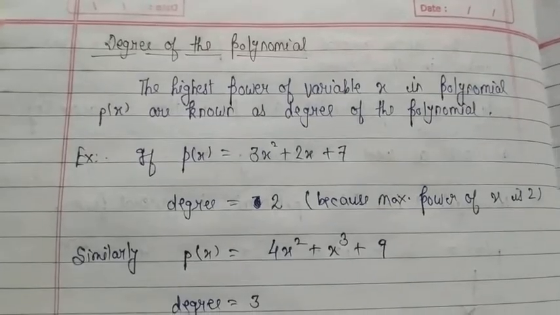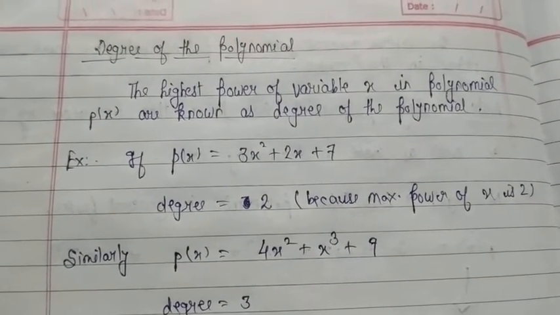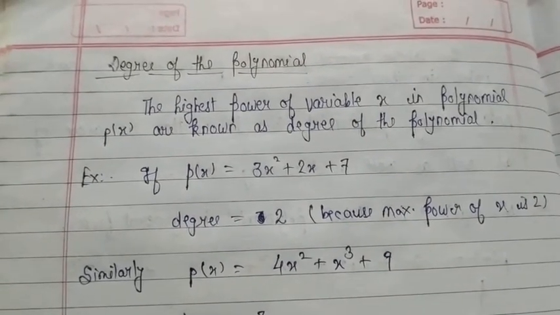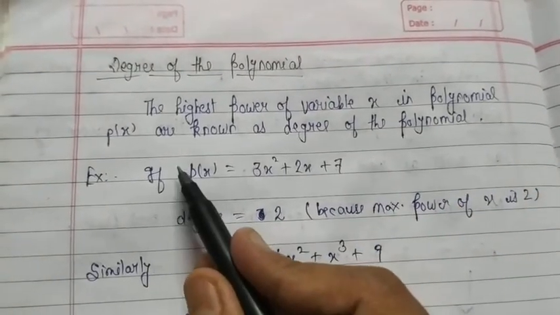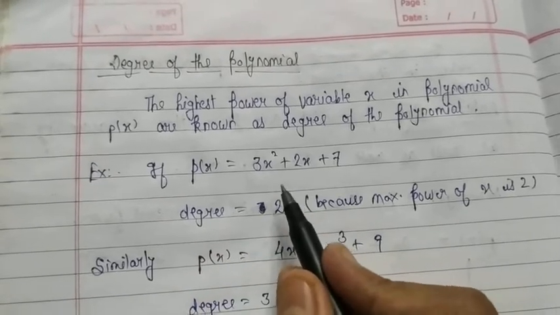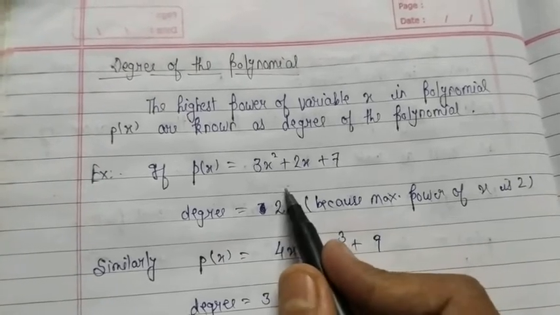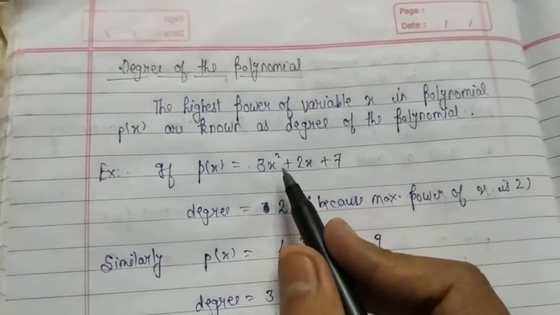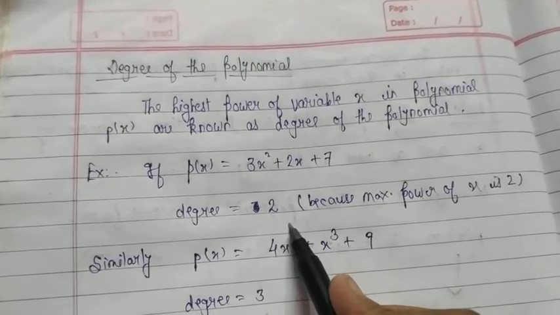Okay, now the next thing is the degree of the polynomial. So what is the degree of the polynomial? The degree of the polynomial is basically the highest power of the variable x in the polynomial p(x). Suppose I have written a polynomial p(x) equal to 3x square plus 2x plus 1. Now see, what is the variable here? The variable is x, and here it is x to the power 1 and here x to the power 2. So what is the maximum power? The maximum power is 2, hence the degree of the polynomial will be 2.